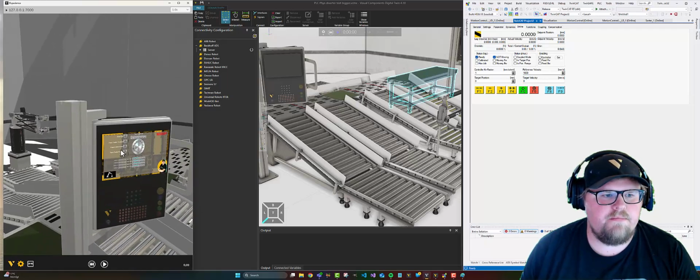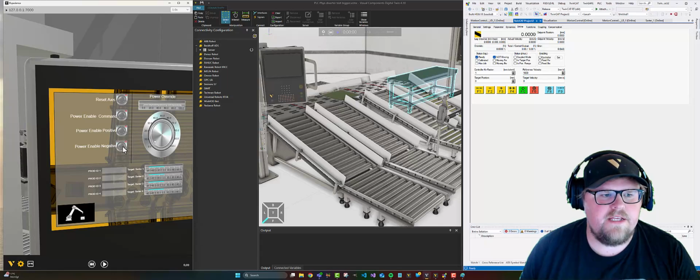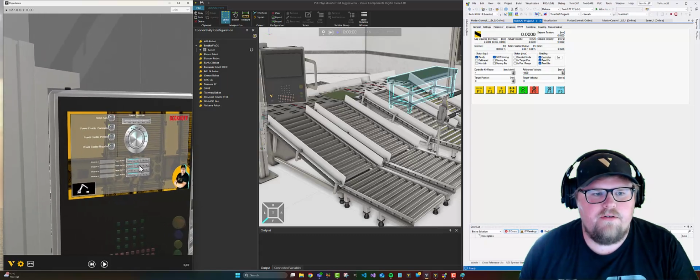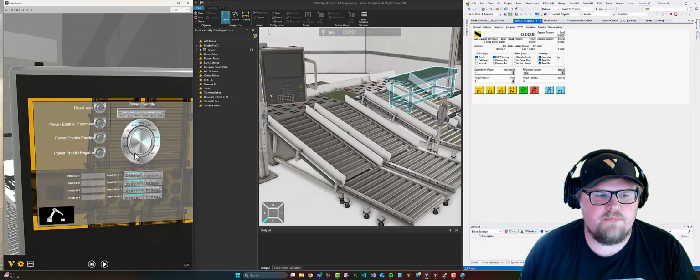And that basically means that when I hit these buttons here, we should see that the power is toggled on in the servo axis over there. So when we hit this power enable command, we can see that the boolean here is reflected, right? And so on and so forth. Okay, all good. Very cool. We have also power override here set to 0 at the moment.